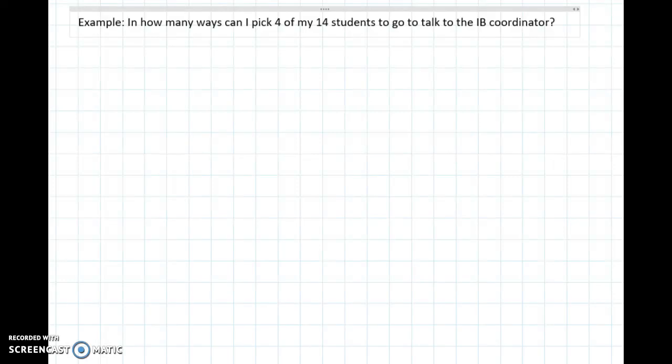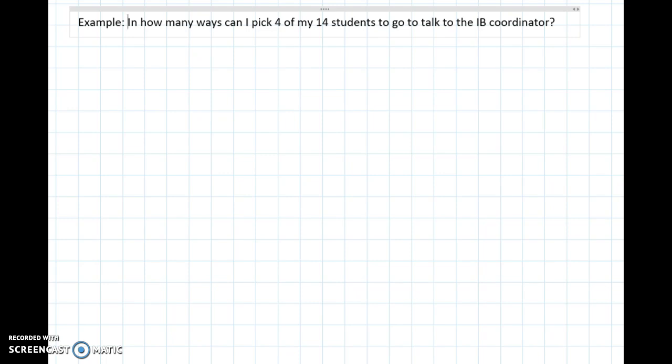Here it comes, our last example for this series of examples. I want to pick 4 of my 14 students and send them to talk to the IB coordinator. So this situation is similar to the one we had before, in the sense that I have 14 students and I want to pick 4 of them.